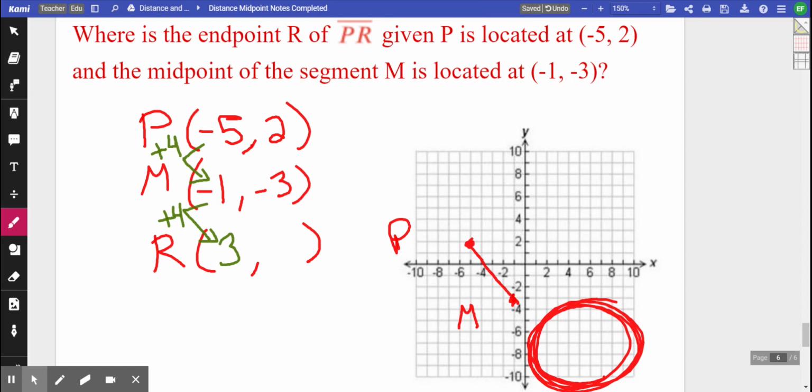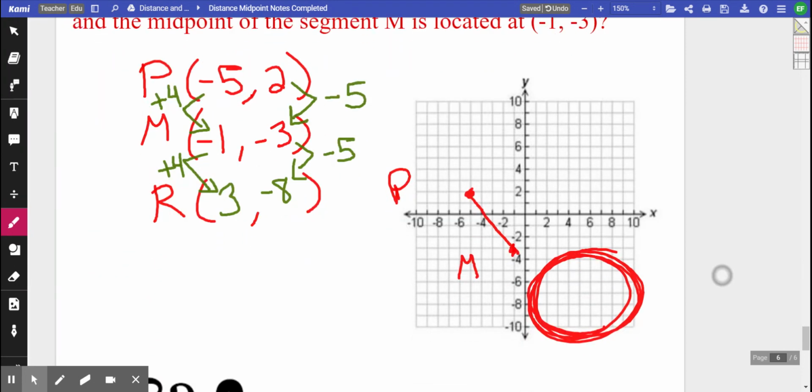Let's apply the same idea now to the y values. To get from 2 to -3, we would subtract 5. If we do that again, -3 subtract 5 is going to give us -8. So that would mean that our location for the other endpoint, R, is going to be located at 3, -8. Let's plot it on the coordinate plane that we have and see how close we are to that circled region that we had from the beginning.